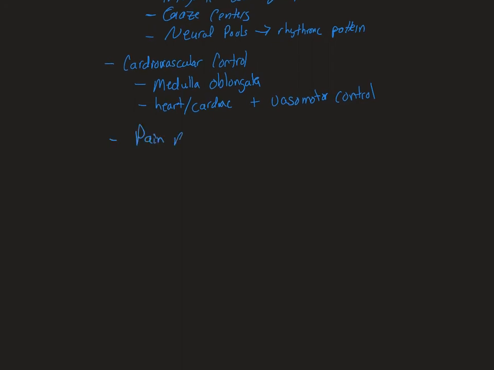What else? Pain modulation. As we talked about in the last chapter with pain signaling, we need to be able to modulate that pain. So it's going to ascend through the reticular formations, but then as it descends, there are parts of the reticular formations that can modulate or block the transmission of pain signals, okay?